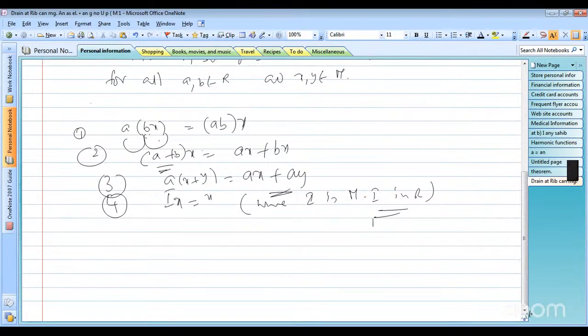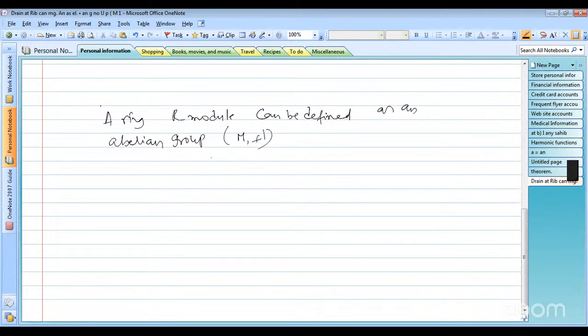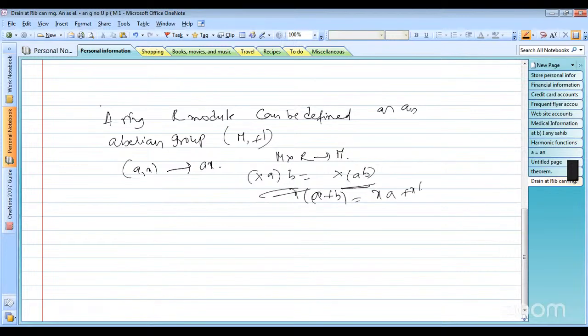So a left R-module can be defined as an abelian group (M, +) together with a map M × R into M, with the properties (xa)b equals x(ab), x(a + b) equals xa plus xb, and (x + y)a equals xa plus ya.